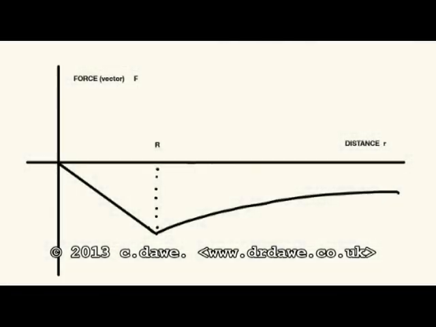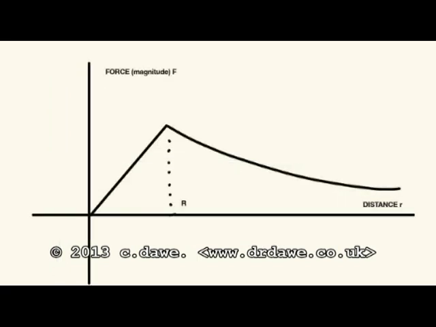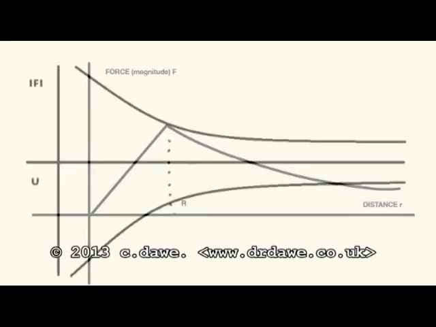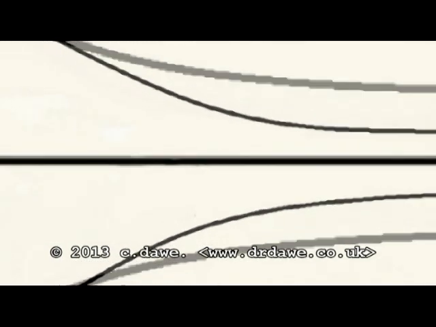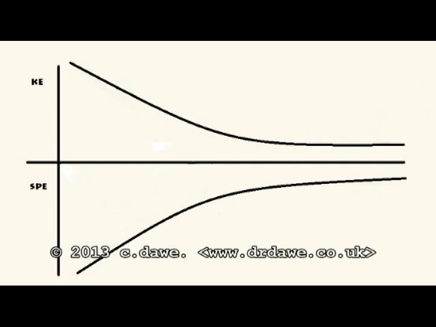Graphs can be misleading. Here, the gravitational force is shown as negative, as we would expect from the equation. But here it is shown as positive. This graph actually shows the modulus of the force. The graphs for the modulus of gravitational force and gravitational field strength are sometimes confusingly shown together like this. A similar looking graph is that for kinetic energy and gravitational potential energy against distance shown together.